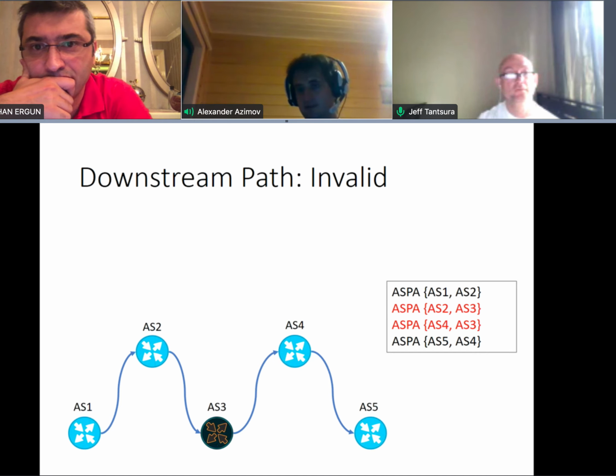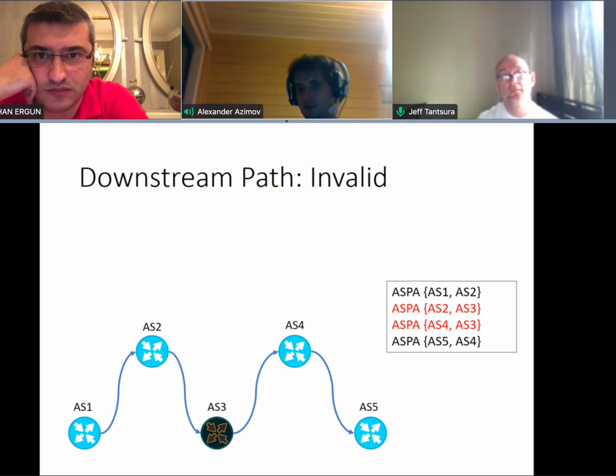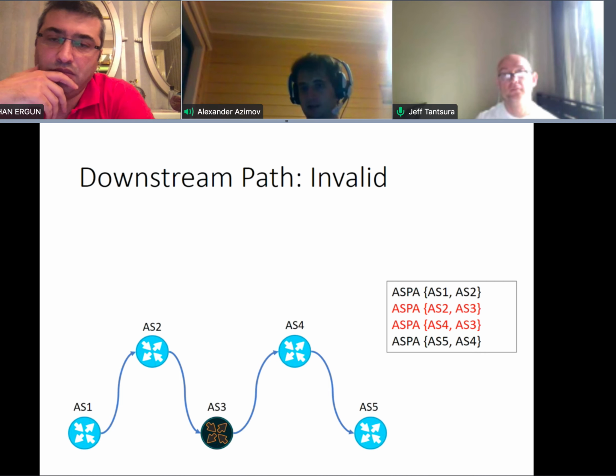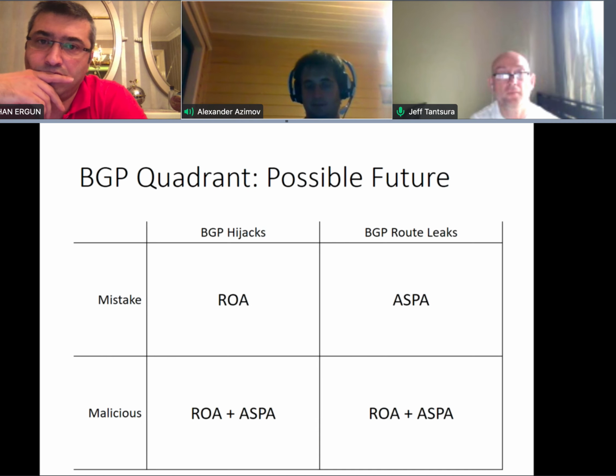In theory, yes, but it will be less effective, because if we are speaking again about malicious activity, to prevent and detect malicious activity, you should use both ROA validation and ASPA verification. Only together can these solutions fill the gap. So I will just jump to this slide.